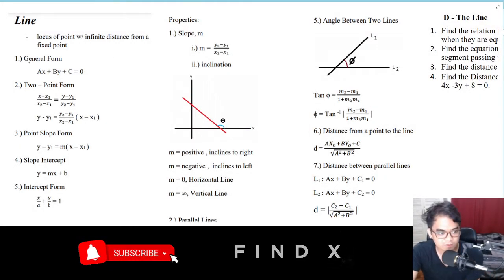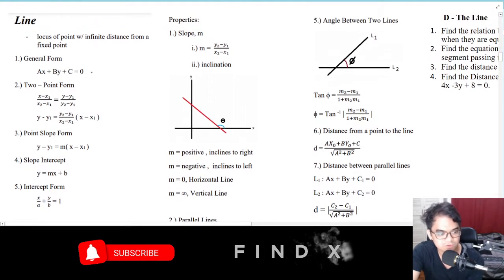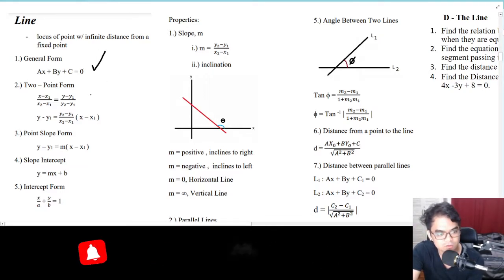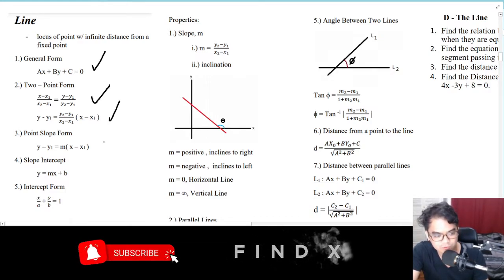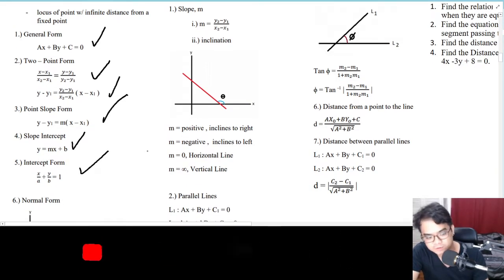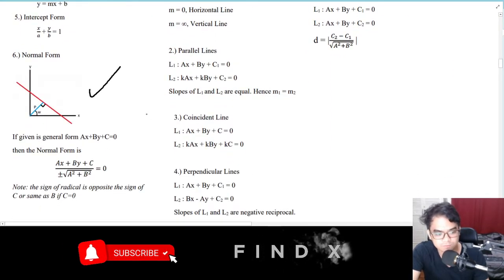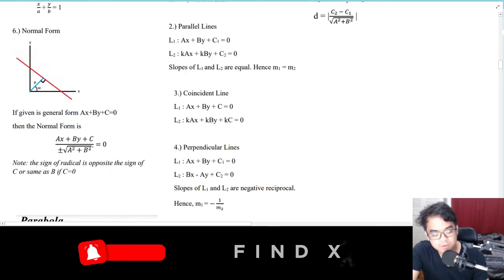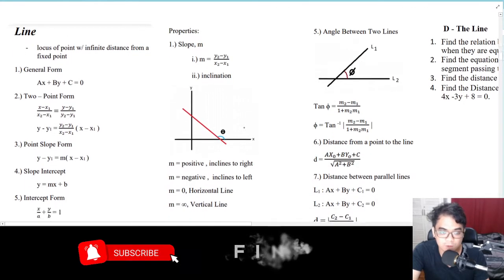Okay, so our next topic is line. A line is a locus of points with constant distance from a fixed point. We have several forms: the general form ax plus by plus c, then the two-point form, point-slope form, slope-intercept form, and intercept form. We also have the normal form, and then we have the properties of a line.